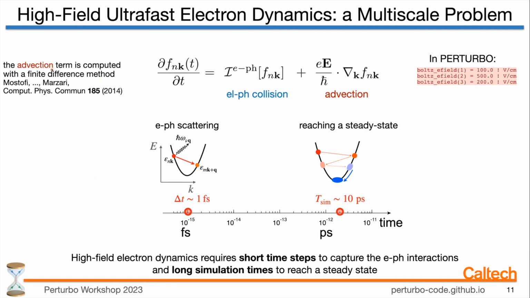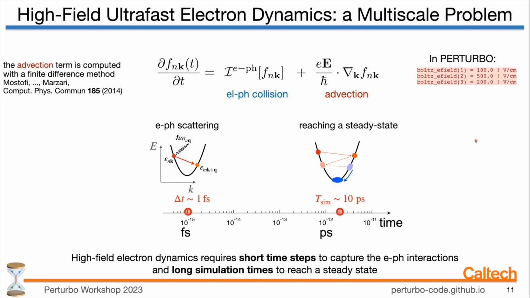So the advection term, similarly to the previous lectures, is computed with a finite difference method. More details can be found in this paper. And in Perturbo, for example, in the input file, you can specify this electric field as simply as this, just with the different XYZ directions of the electric field in volt per centimeter units.